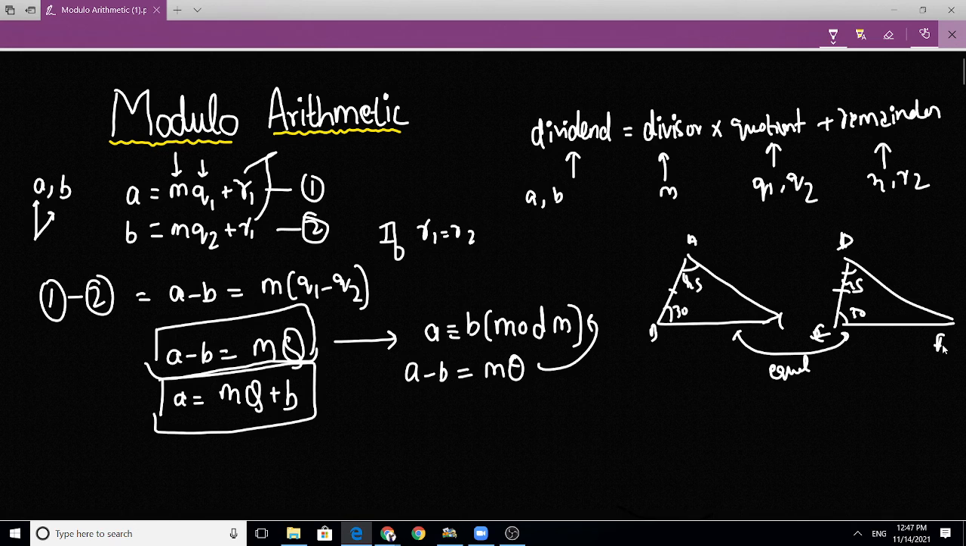In the same way, the numbers A and B here are not equal. In geometry we say that congruency is equality, but in modular arithmetic or number theory, if A is congruent to B, that implies A and B leave the same remainder when divided by M. And if A and B do not leave the same remainder when divided by M, then I can write A not congruent to B modulo M.